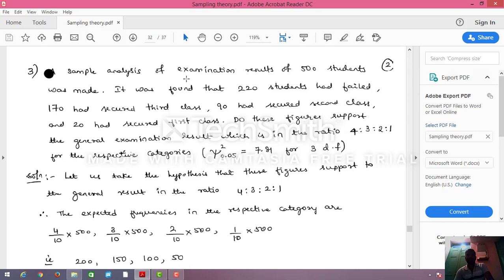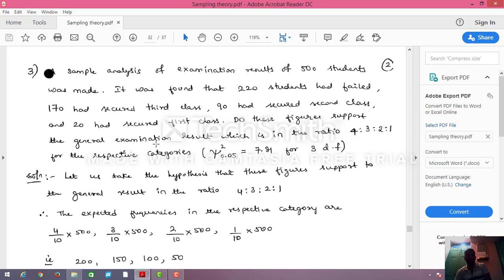A sample analysis of the examination results of 500 students was made. Here we are conducting an examination of 500 students. It was found that 220 students had failed, 170 students had secured third class, 90 had secured second class, and 20 had secured first class. Do the figures support the general examination results, which are in the ratio 4 is to 3 is to 2 is to 1 for the respective categories?